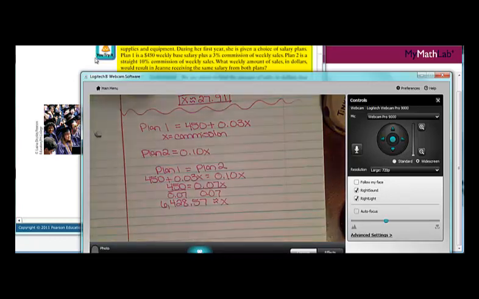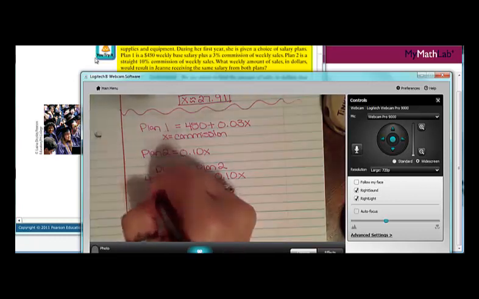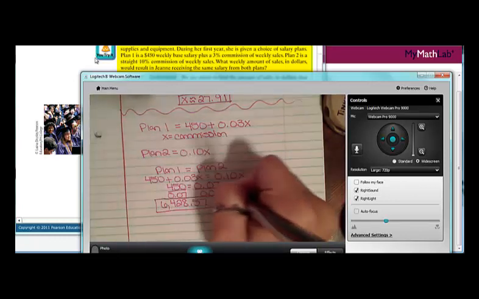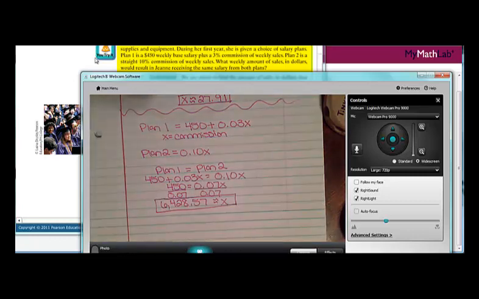So she'd have to sell almost $6,500 worth of stuff in order for these two plans to be equal to each other. It sounds like quite a bit, but I guess when you're doing medical supplies, it might not.